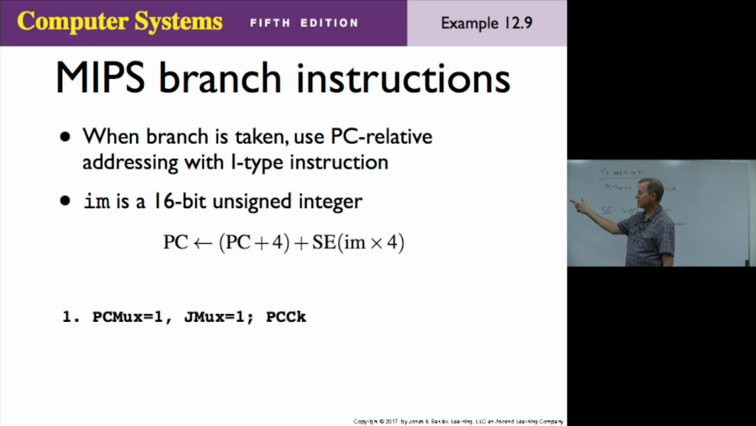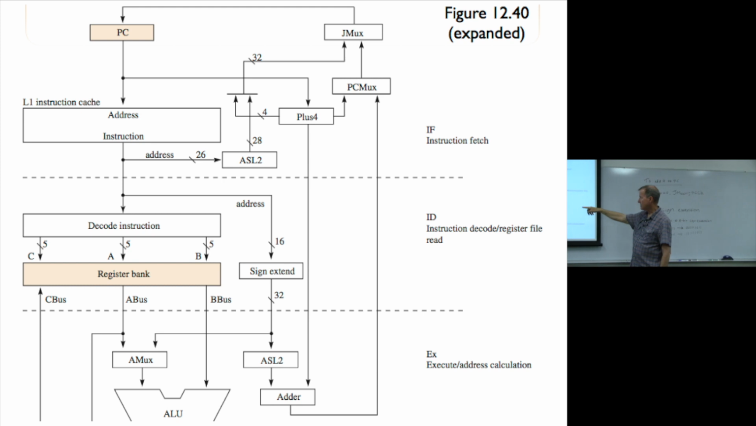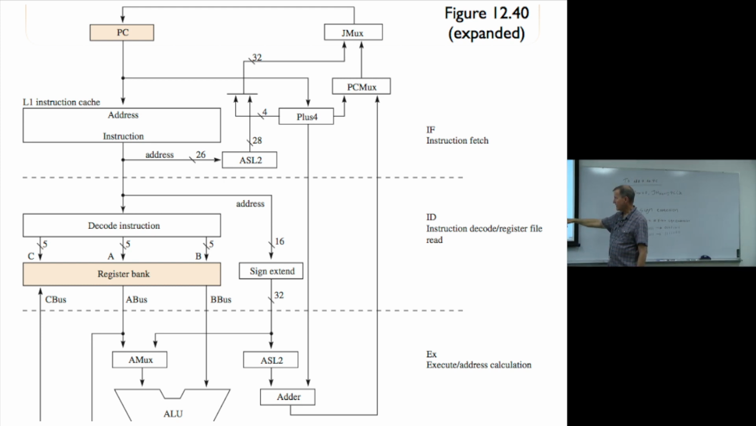So, but this is a 16-bit unsigned integer, sign extended. And so it takes PC plus 4 and it sign extends the immediate field times 4. So let's go back and look at this time. Instead of the address going into the ASL2, the address field goes into what? The 16 bits of the address field goes into the what? You see in the ID section, it goes into the sign extend field. That extends it to 32 bits. And then it gets arithmetic shift lefted twice.